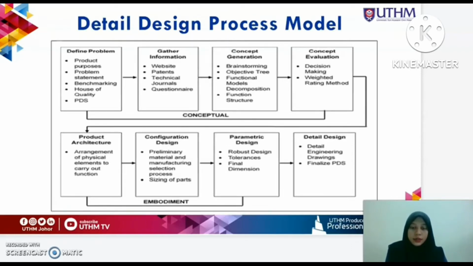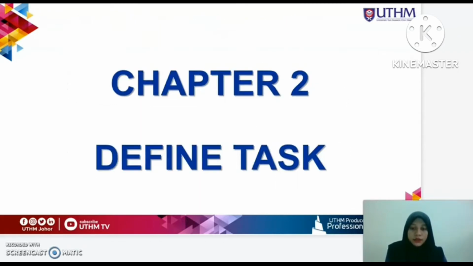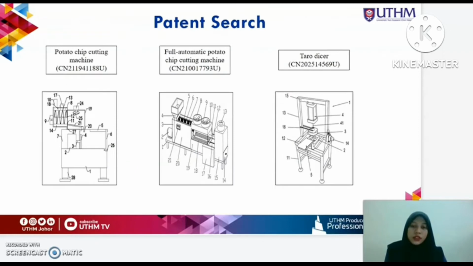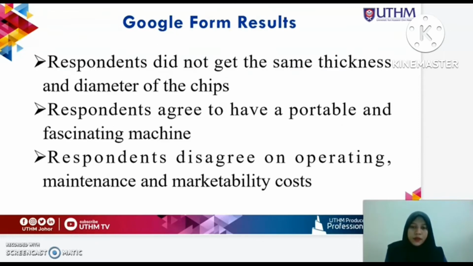The detailed design process model has three stages, which are conceptual, embodiment, and detailed design. For Chapter 2, define tasks, we have three patent searches that we need to compare with. From the Google Form results, we knew that the respondents did not get the same thickness and diameter for the chips, and they all agreed to have a portable and fascinating machine. The respondents also disagreed on operating, maintenance, and marketability costs for the machine.